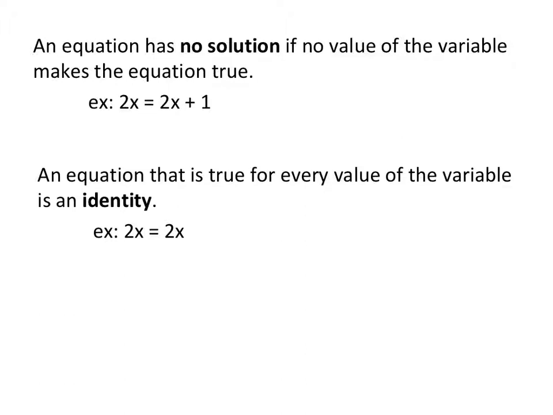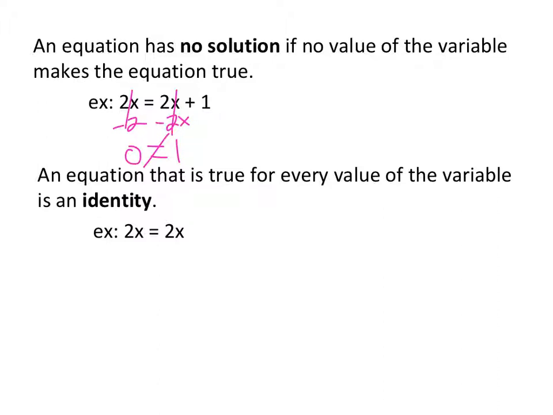There are special cases with equations as well. An equation has no solution if no value of the variable makes the equation true. So for example, 2x equals 2x plus 1. If you were to solve for x, like you subtract 2x, they cancel out on both sides, you're left with 0 equals 1, which is not true. So therefore that equation has no solution. There's no number you could substitute in for x to make it true.